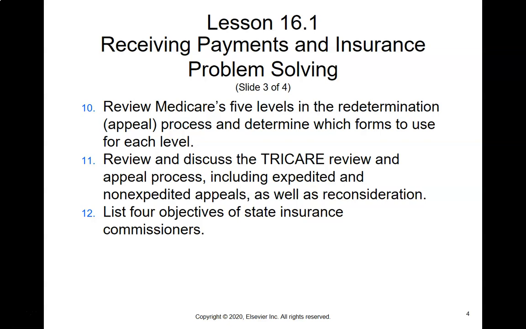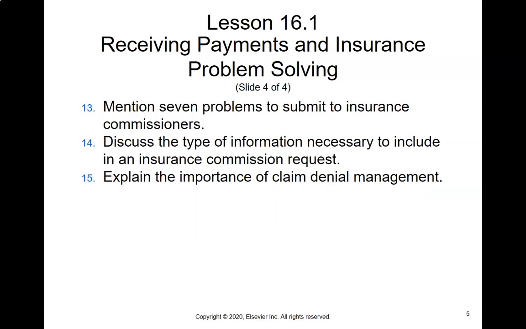11. Review and discuss the TRICARE review and appeal process, including expedited and non-expedited appeals, as well as reconsideration. 12. List 4 objectives of state insurance commissioners. 13. Mention 7 problems to submit to insurance commissioners. 14. Discuss the type of information necessary to include in an insurance commission's request. And 15. Explain the importance of claim denial management.